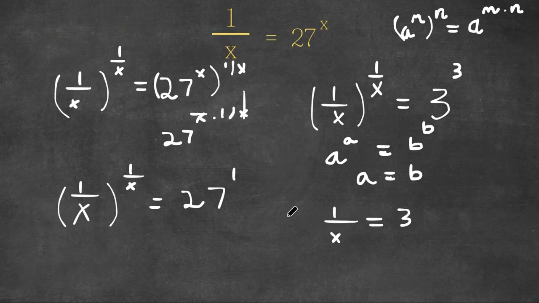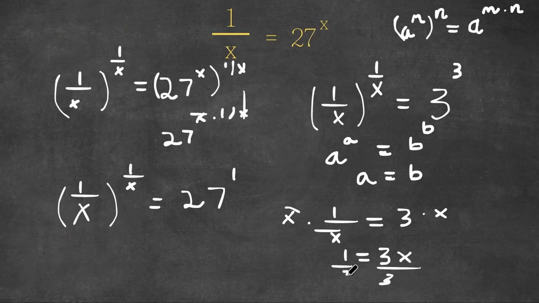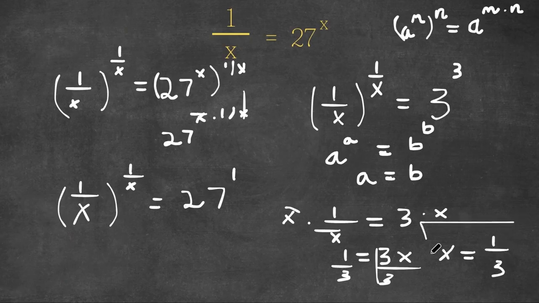Now, if I multiply both sides by x, these two cancel out, and I get 1 is equal to 3x. Now, if I divide both sides by 3, these two cancel out, and I get x is equal to 1 over 3. So this is our answer.